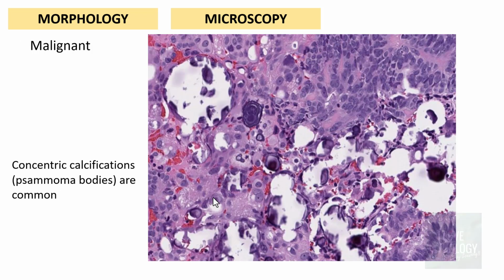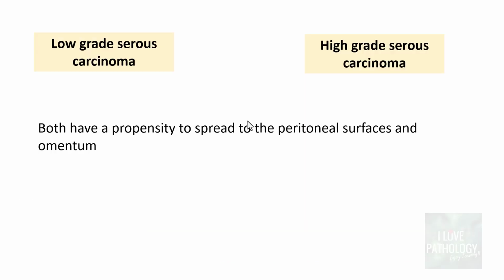Sometimes in some of these serous carcinomas you find concentric calcification, and these are called psammoma bodies. So these are common in serous carcinomas. Serous carcinomas arising elsewhere in the body can also have these concentric calcifications, which are known as psammoma bodies.